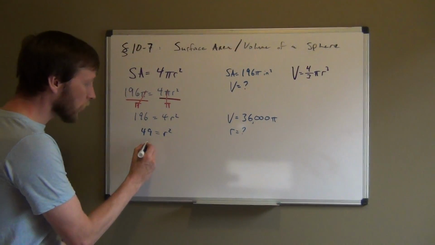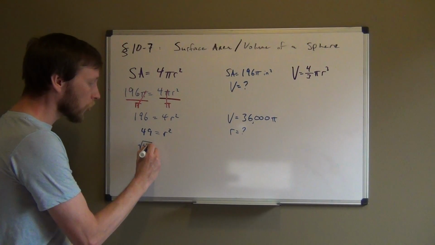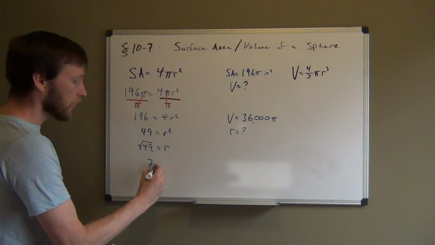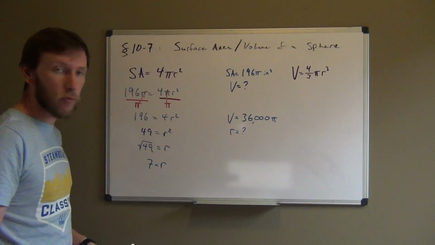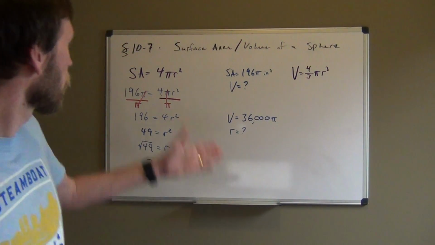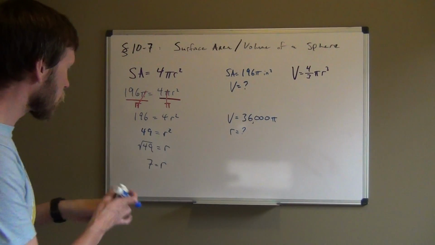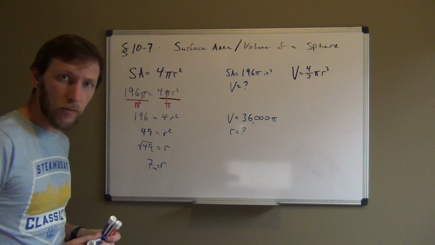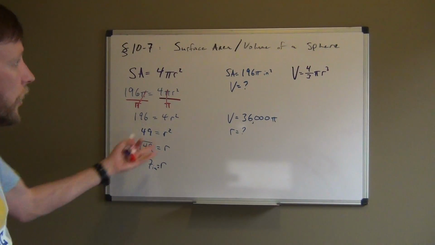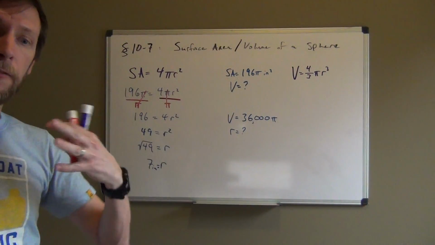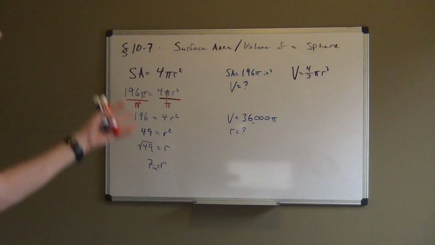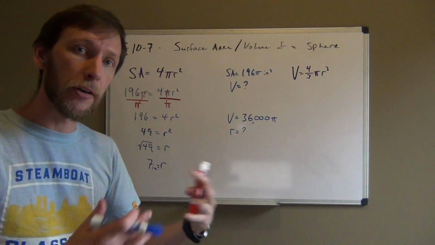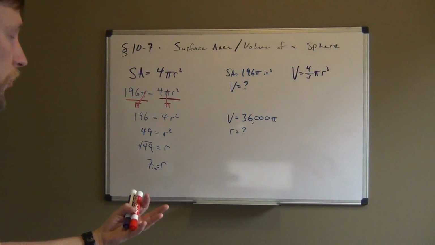And so in order to find r, we are going to take the square root on both sides to find out that 7 is the length of the radius, in whatever the units are. So if it was 196 square inches, then I know that 7 inches is our radius. All right, and then I could use this in the volume formula to figure out what the volume of this sphere that has a surface area of 196 pi square inches would actually be.